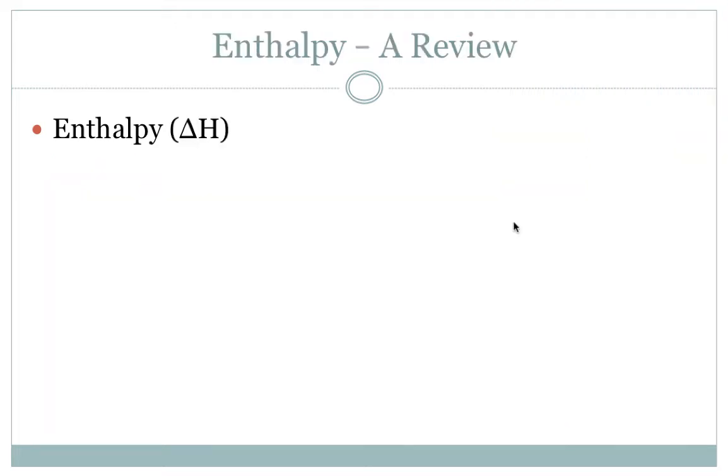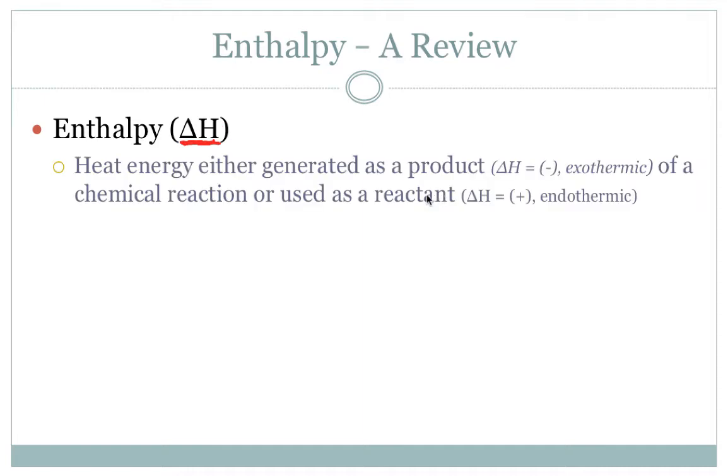As I said, we'll begin our discussion with a review of some of the enthalpy topics we've covered so far in this unit. The symbol we use for enthalpy is going to be the symbol delta H. Again, nothing new there. As you recall, enthalpy is all about this concept of heat energy, and that's either generated as a product, making the reaction exothermic, or that heat energy is used as a reactant, making that delta H value endothermic. Again, a recap of stuff we've already seen.